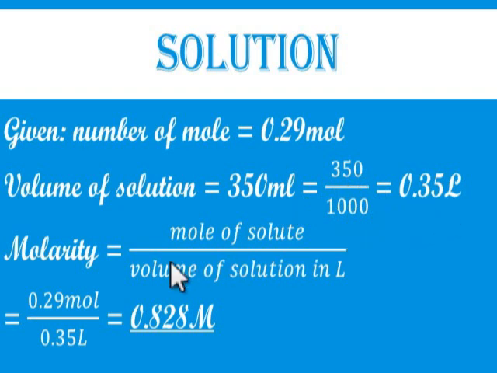Okay, good. Now, what's the formula for molarity? Molarity is equal to mole of solutes all over volume of solution in liter. So the mole of solute is given to be 0.29 mole, which is what you're seeing here. And then the volume, which we converted to 0.35 liter. If you divide this by this, you're going to have 0.828 molar. So that is the molarity of the solution.